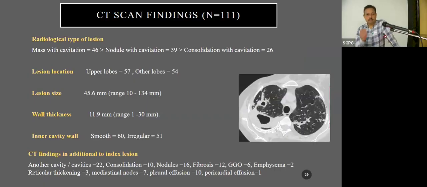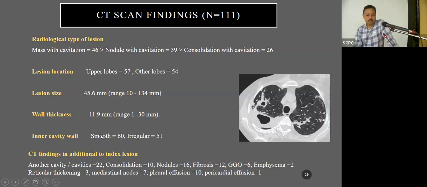Now, regarding the CT scan findings in our patients, most had a mass with cavitation, followed by nodule with cavitation, and then consolidation with cavitation, and most of the lesions were in the upper lobe. As I mentioned, our mean lesion size was 45 mm, although we had smaller lesions as well as very large lesions, ranging from 1 centimeter to 13 centimeters. The mean wall thickness was 11.9 mm, again with a range of 1 to 30 mm.